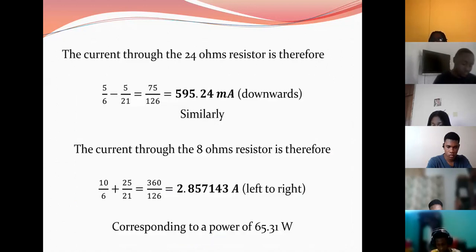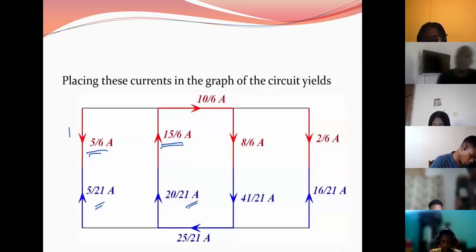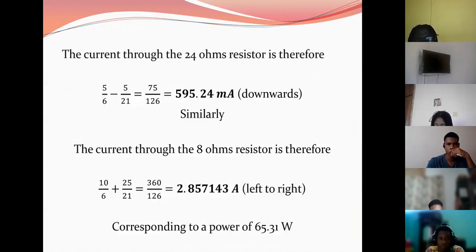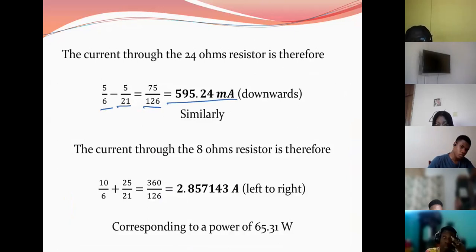All right, so for each resistor, so for the 24 ohm resistor, let's just look at that. Let's go back. The 24 is over here. We have 5/6 going down. We have 5/21 going up. Obviously, the 5/6 would be larger. So we would subtract the 5/21 from 5/6. We get 75/126. So the current through the 24 ohm resistor is 595.24 milliamps.